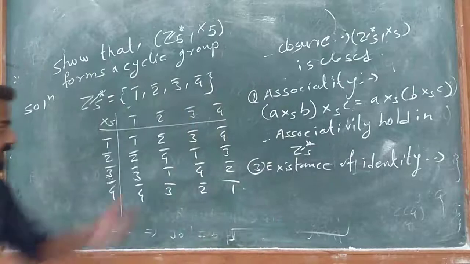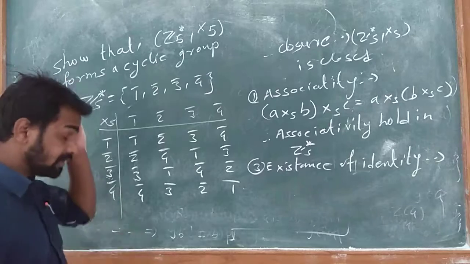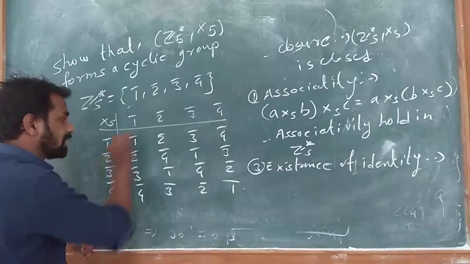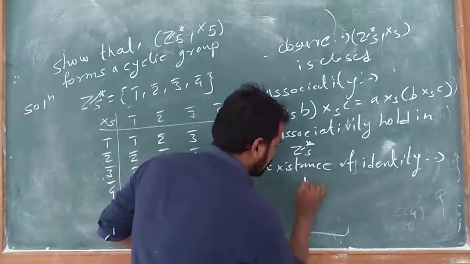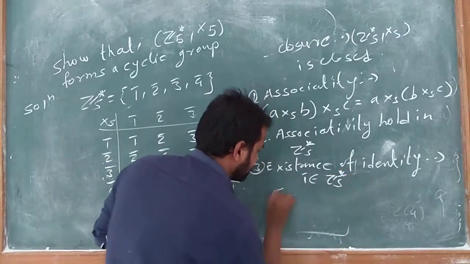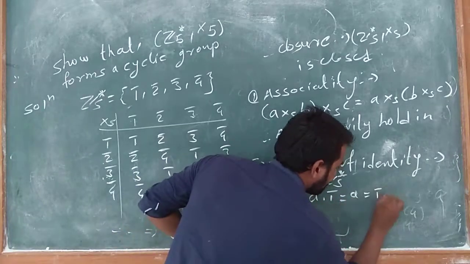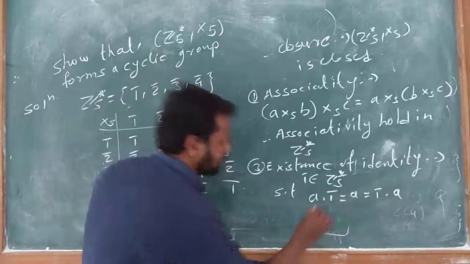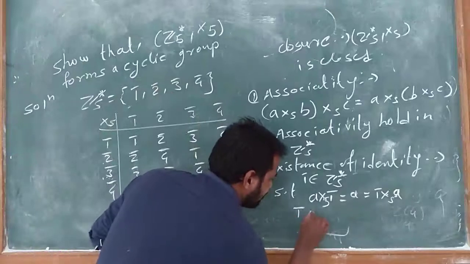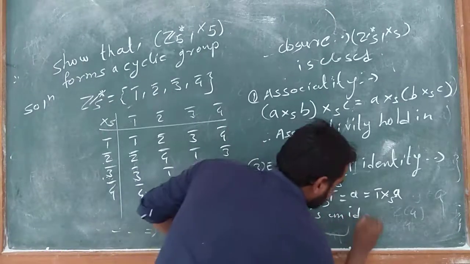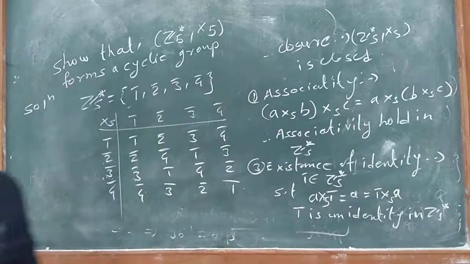For finding existence of identity, here we see that 1 bar is multiplied by any element, then we get this element. That is, 1 bar into 1 bar is equal to 1 bar, 2 bar into 1 bar is equal to 2 bar, 3 bar into 1 bar is equal to 3 bar, 4 bar into 1 bar is equal to 4 bar. That is, there is 1 bar belongs to Z5 star such that A into 1 bar is equal to A is equal to 1 bar into A, that is, A bar multiplication modulo 5. Therefore, 1 bar is an identity in Z5 star.